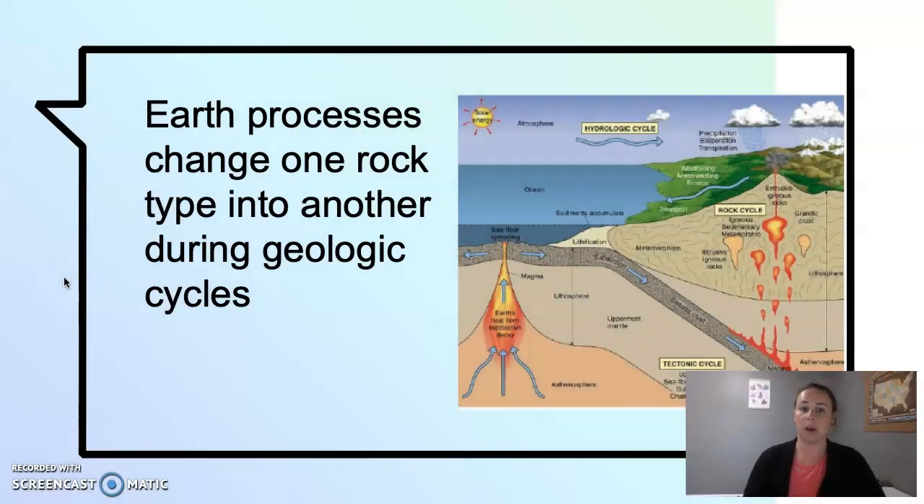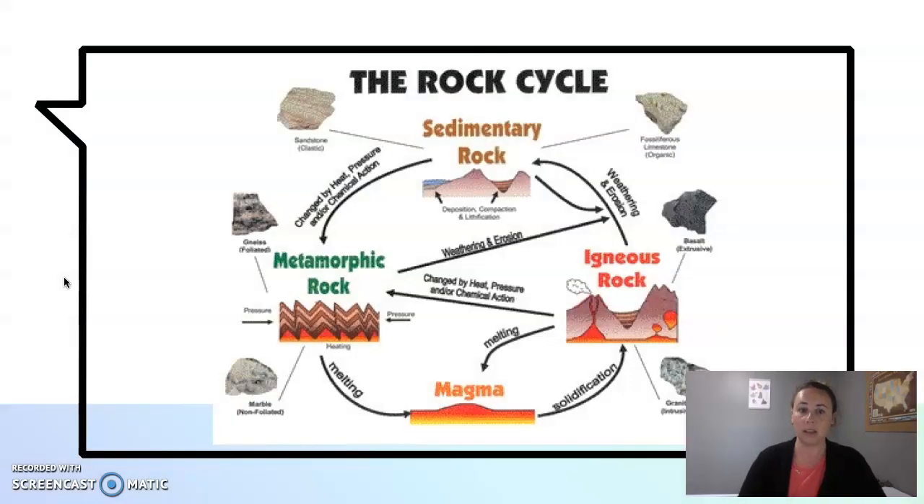So Earth's processes are what changes one type of rock into another through the geological cycle. So you have the hydraulic cycle, which is our water cycle. You have the rock cycle, and you have the tectonic cycle. And all of these work together to change the rocks into something different.